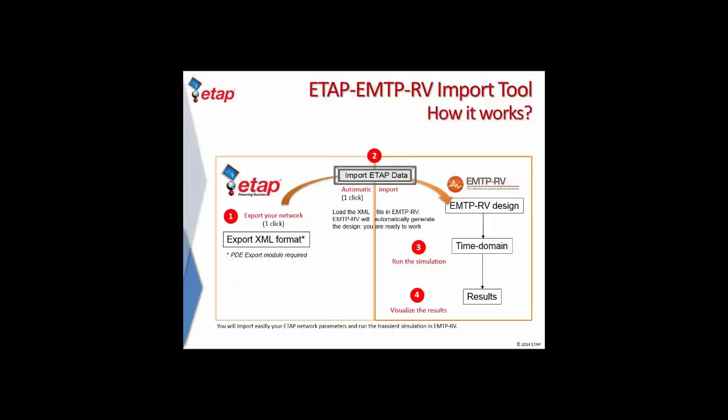This is extremely easy to use. You basically just need to export an XML file from the ETAP interface, and in EMTP you will simply load this ETAP file, and it will automatically create an EMTP-RV design. Finally, you can run a time domain analysis and analyze the results. I just want to jump inside EMTP-RV and show you how it works.